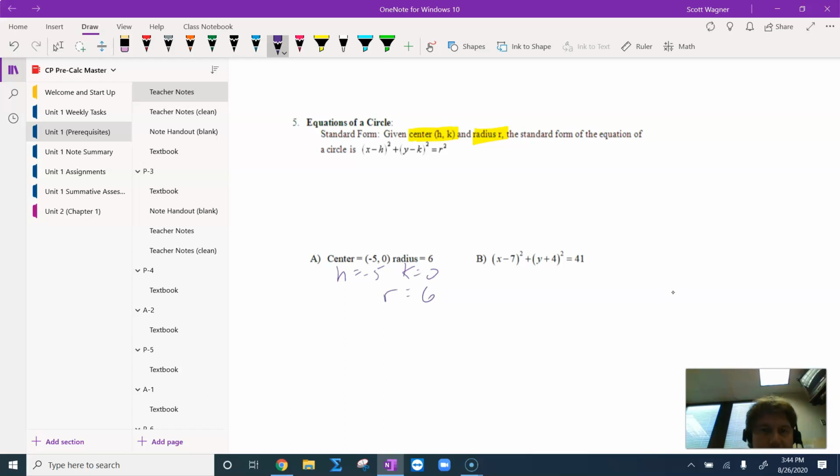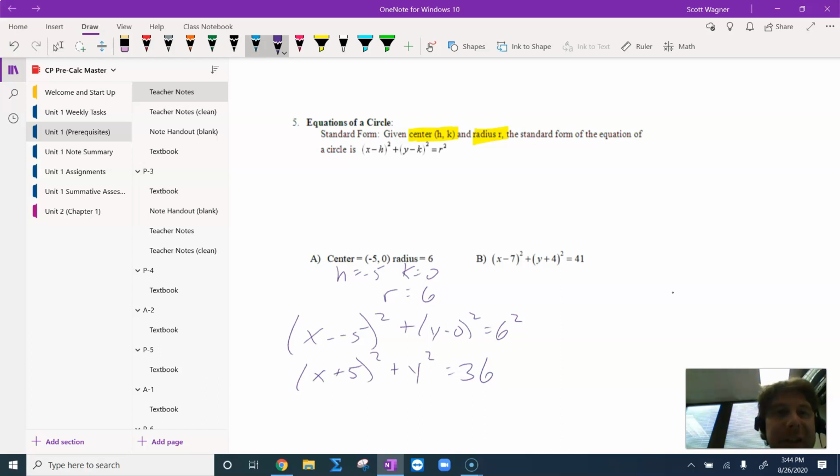So if I substitute that into my equation to figure out the equation of this circle, I would say x minus negative 5 squared plus y minus 0 squared equals 6 squared. If I clean this up a little bit, x minus negative 5 is really x plus 5, still squared. Y minus 0 is just y, so I don't have to change that at all, so that's just plus y squared. And 6 squared, I can simplify to be 36. That's the equation of that specific circle. Center at negative 5, 0. Radius of 6.